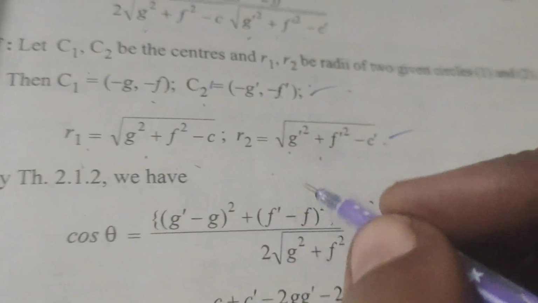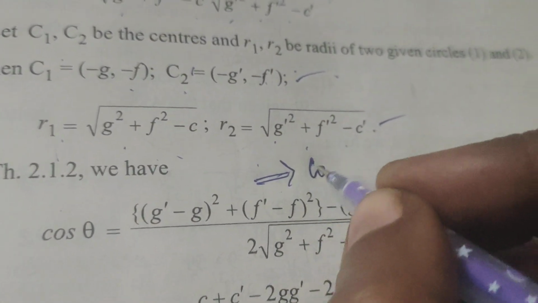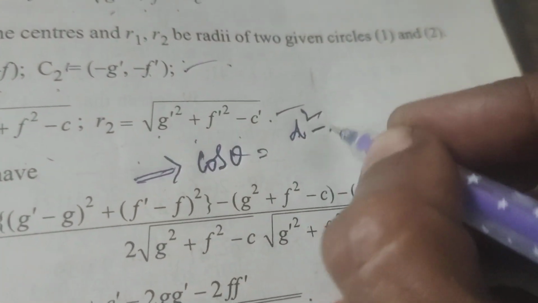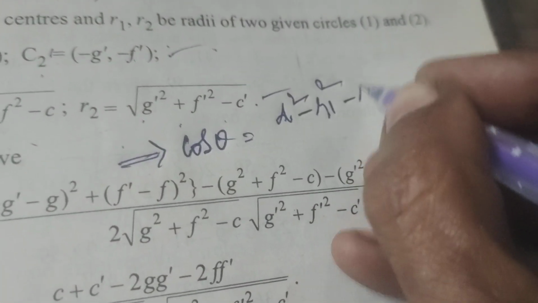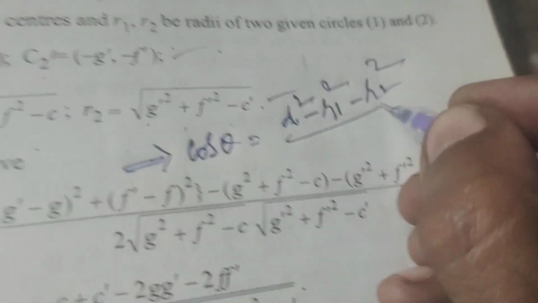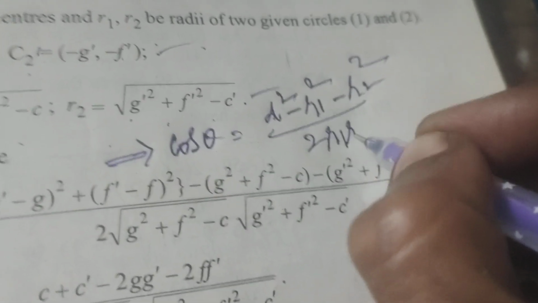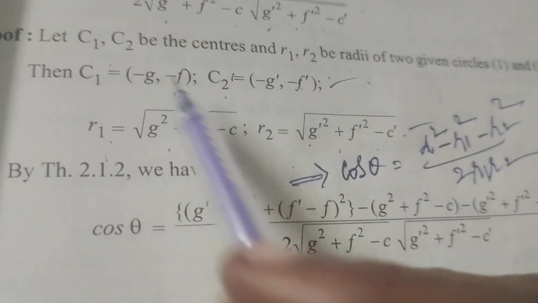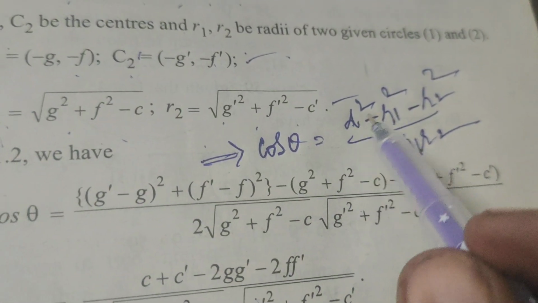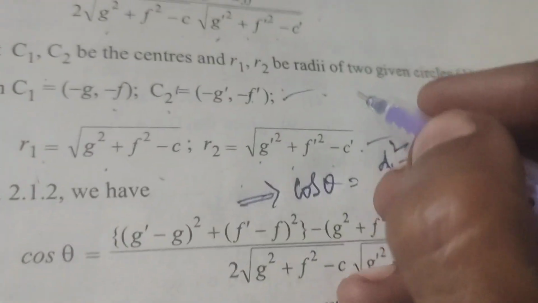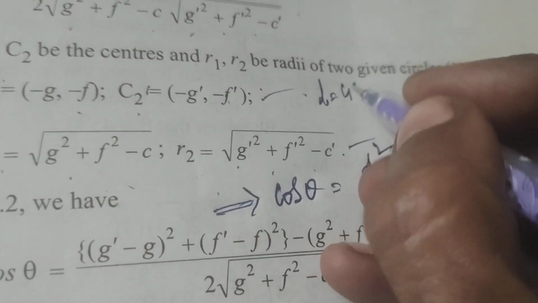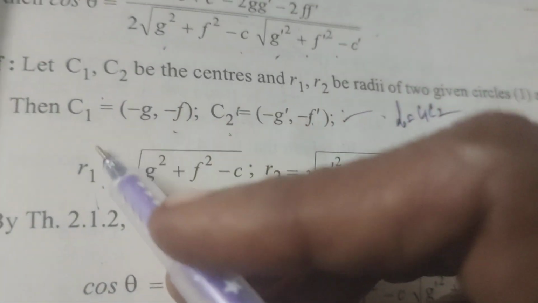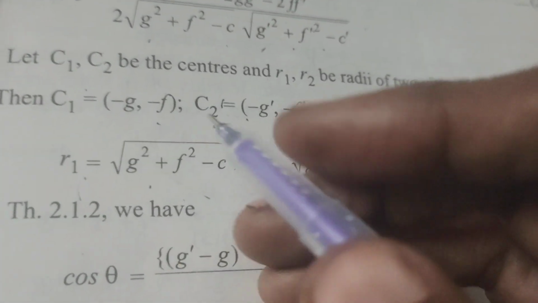Okay, formula: cos theta equals d square minus r1 square minus r2 square by 2 r1 r2. Hence, substitute d square first of all. What is d? It is C1C2, the distance between these two points.